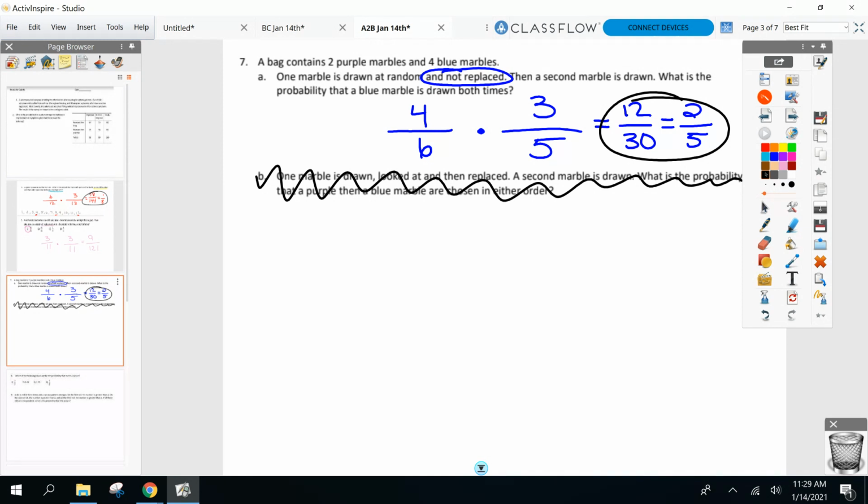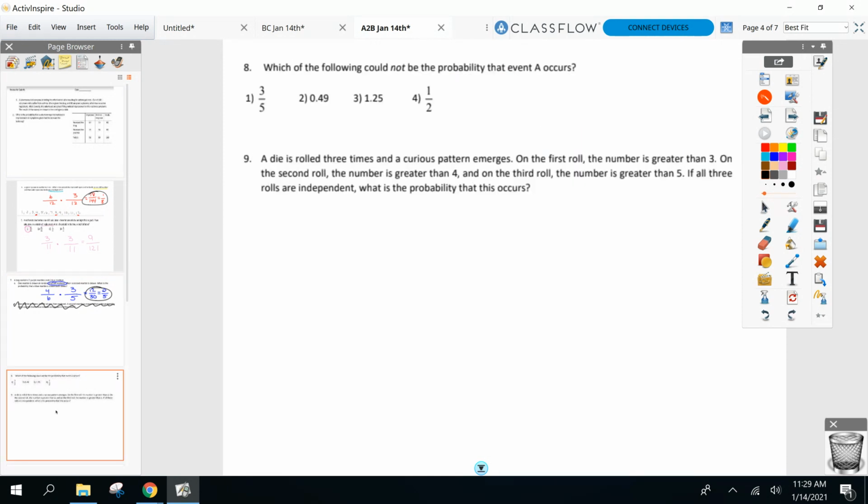Any questions there? All right, let's go to 8. Nothing with or without replacement this time. Which one cannot be a probability of an event A? Which one of these 4 could not be a possible probability answer? Take a look at them. Think about what we talked about day 1 of probability. Which one cannot be a probability answer?